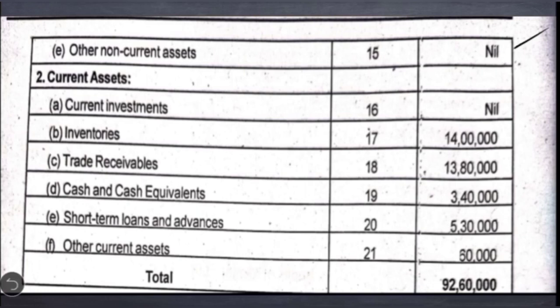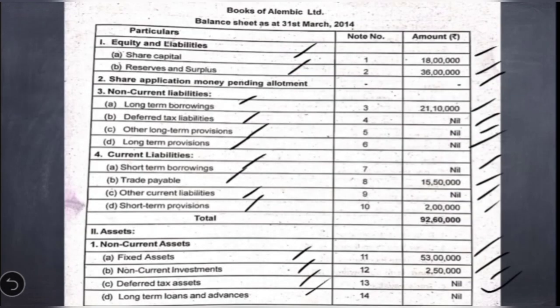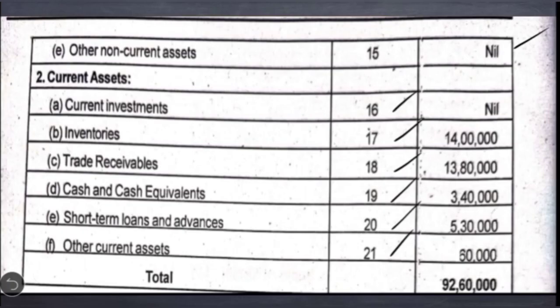Then we have next heading, that is current assets. Under that, note number 16 current investments nil. Inventories 14 lakh. Trade receivables 13 lakh 80,000. Cash and cash equivalent 3 lakh 40,000. Short term loans and advances 5 lakh 30,000. Other current assets 60,000. So when you take the total from note number 11 to note number 21, we get the total of 92 lakh 60,000. Nothing but that is the total of assets.